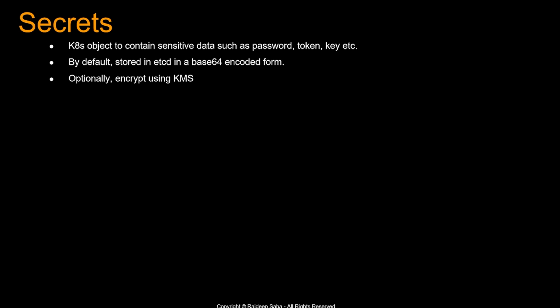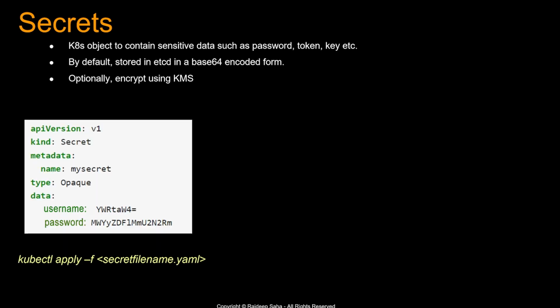Secrets also save key-value pairs, but as the name suggests, secrets are used to contain sensitive data such as passwords, tokens, keys, etc. By default, it is stored in etcd in a base64 encoded form. So you might think, alright, it is just encoded with base64, so you can always get the base64 encoded text and then decode it. Yes, that was true, but recently you can encrypt the secrets using application-specific KMS keys. So now it is not easy to decode those secrets unless you have access to that KMS key.